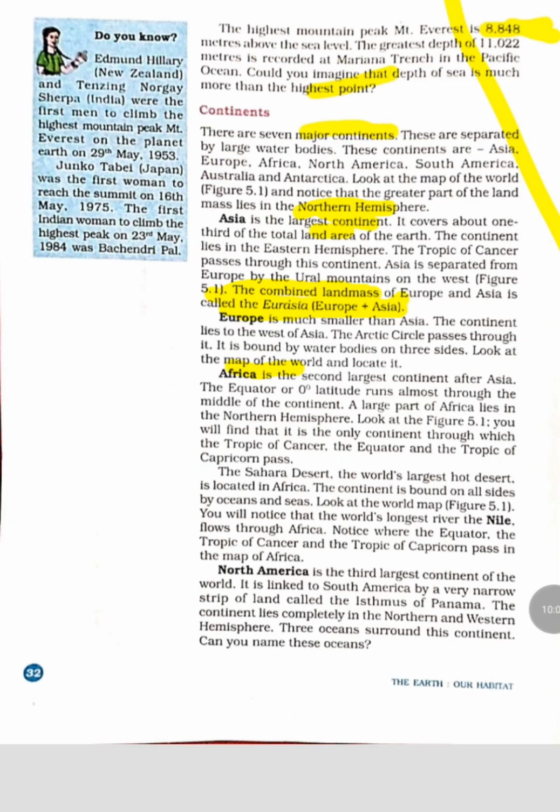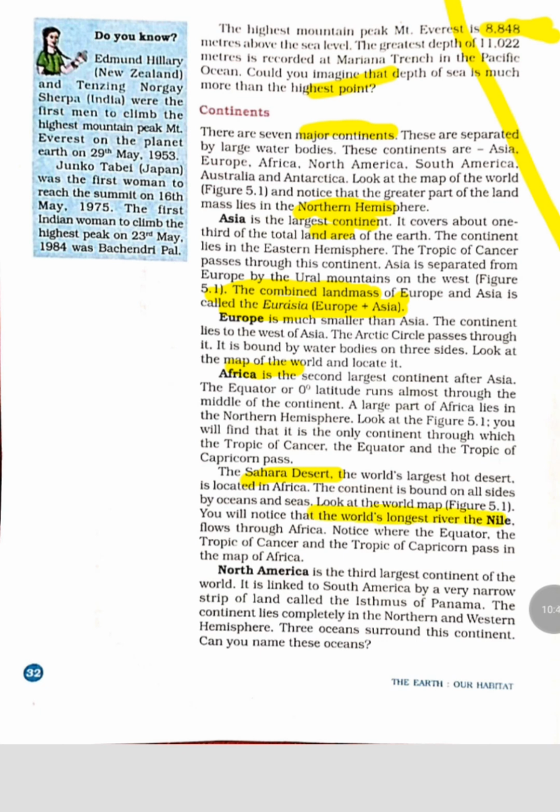The equator, the zero degree latitude, runs almost through the middle of the continent. The equator is the imaginary line at zero degrees, and the sun's rays fall directly, so the climate is tropical. A large part of Africa lies in the northern hemisphere. For example, the Sahara Desert, the world's largest hot desert, is located in Africa. The continent is bound on all sides by ocean and sea.